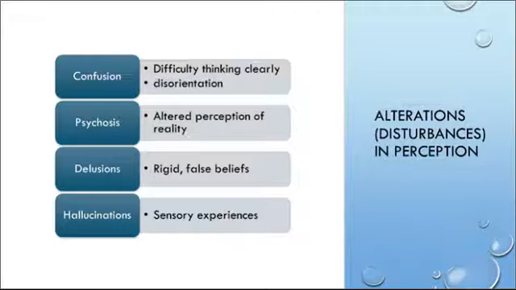Psychosis is an altered perception of reality, an abnormal mental state that alters thought processes and content in a way that alters the person's perception of reality. Delusions are rigid, false beliefs. They're rigid. Persecution, reference, or grandeur. That's significant with hallucinations in your schizophrenia. Hallucinations are sensory experiences that do not represent reality. They can be auditory or visual or tactile.